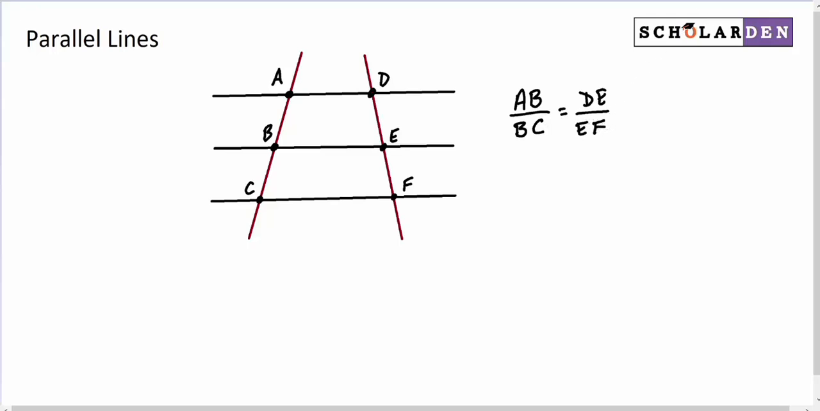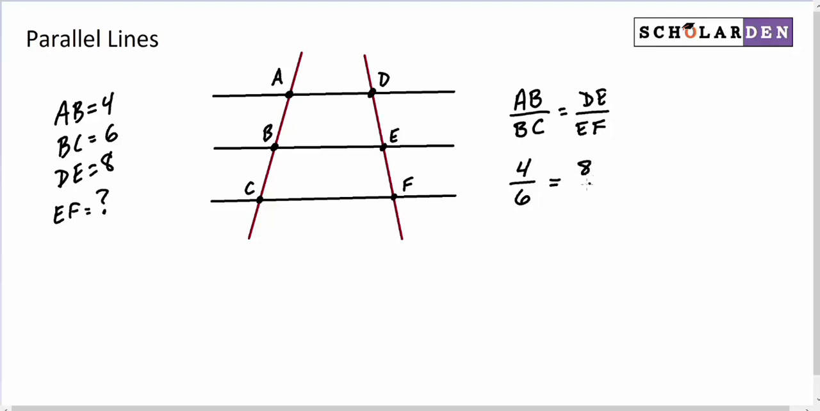So, say you were told that AB was 4, BC was 6, and DE was 8. Now, of course, these are not drawn to scale, so these lengths do not look like they reflect these numbers. And we wanted to find EF. We would simply plug our distances or segment lengths into this formula. AB is 4, BC is 6, DE is 8, and EF is what we're looking for. So I'm going to call that X. So 4 is to 6 as 8 is to X.